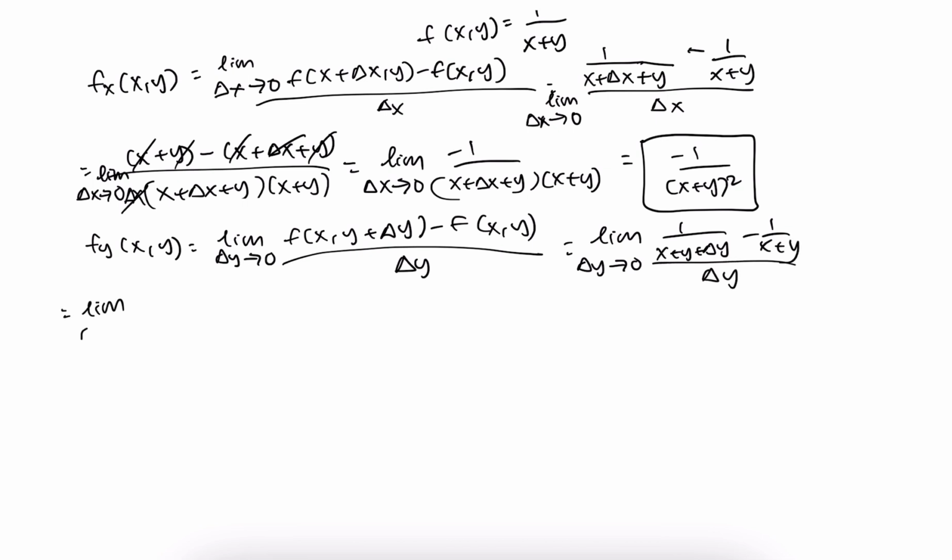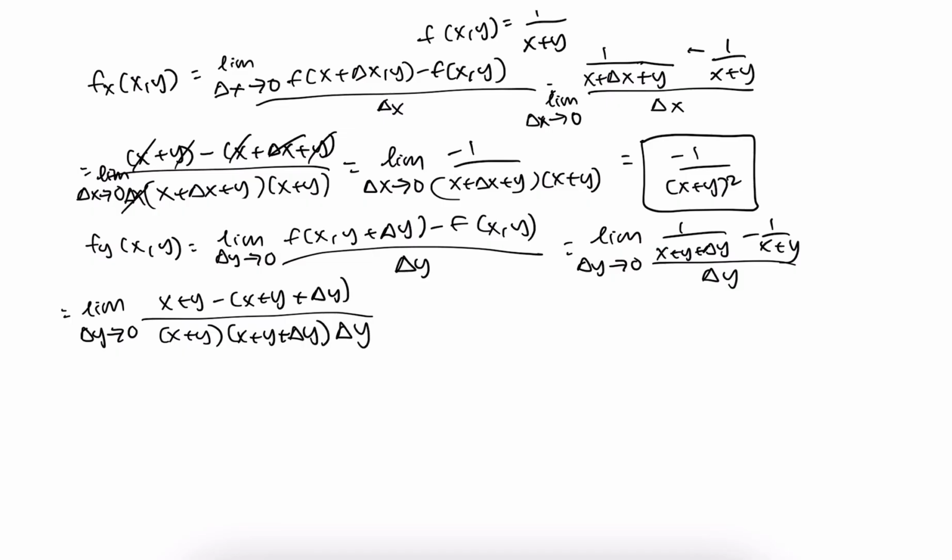And again, we want to make the denominators the same. So we get x plus y minus x plus y plus delta y over our denominator. And again, we can just move the delta y to the denominator too, because we're dividing fractions. And after we cancel, just like before, we get the exact same thing.